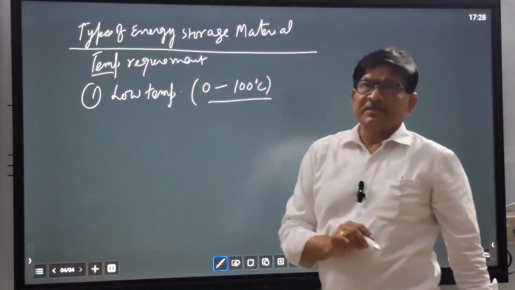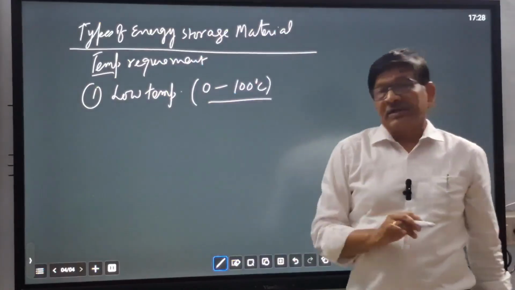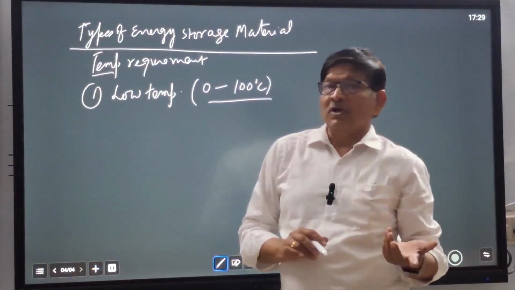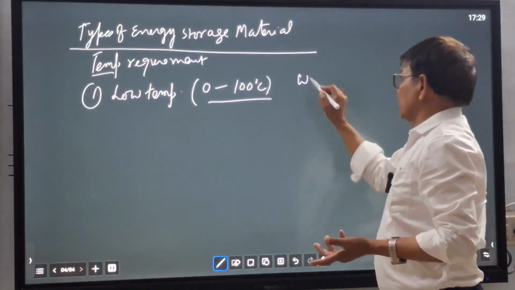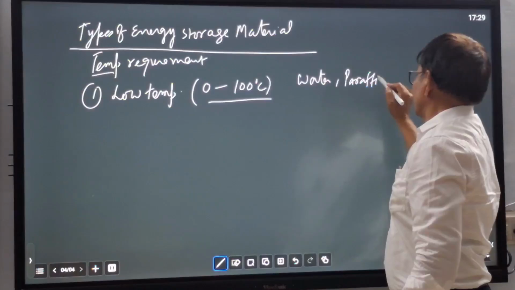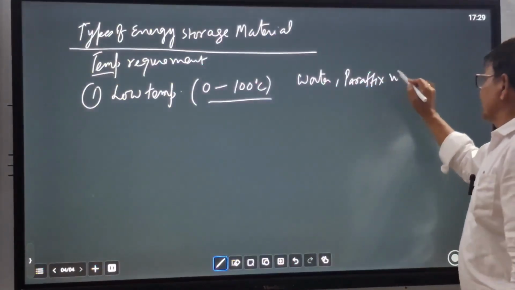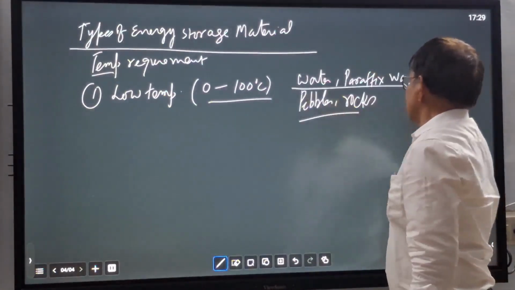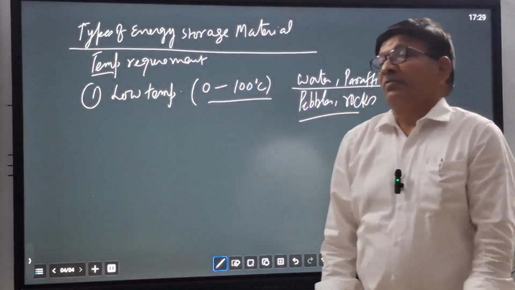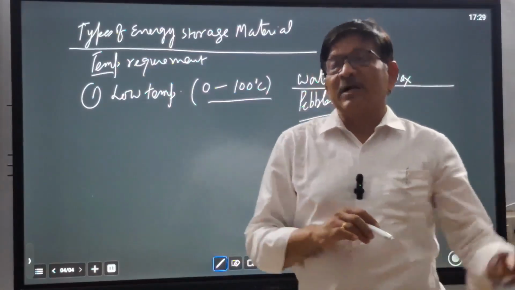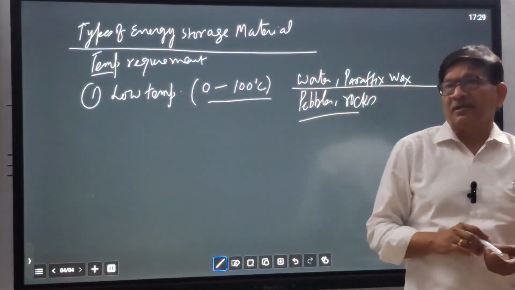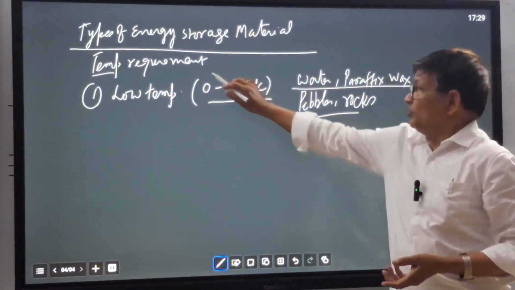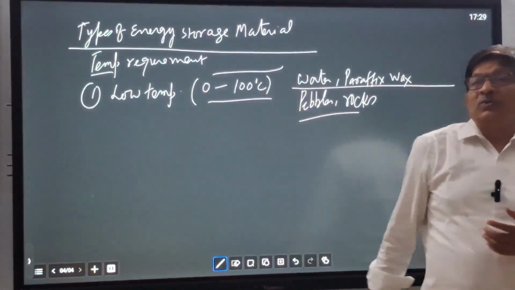So this is a low temperature requirement, mainly material available in liquid form or solid form. Water, paraffin wax, and similar materials, pebbles, rock. These are materials which can store energy between 0 to 100 degrees. You know that the boiling point of water is 100 degrees centigrade. Beyond that, it will evaporate. So water is generally used for energy storage.